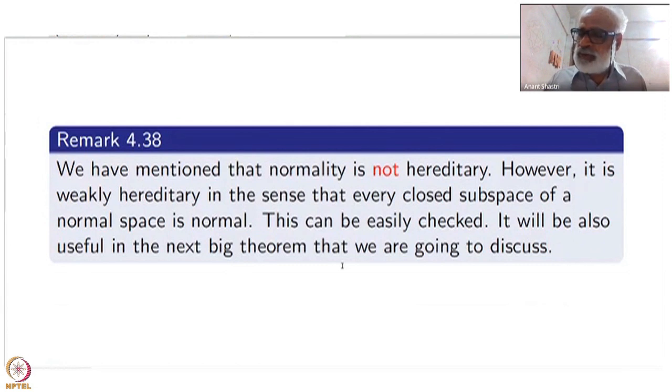So start with Y as a closed subspace of X. If A and B are disjoint closed subsets of Y, then they will be closed in X itself. Therefore, normality of X will produce disjoint open subsets in X which contain A and B. Now you intersect them with Y. Okay, so Y will be normal. So a closed subspace of a normal space is normal. Okay, and that information is important, and we are going to use that also in the next theorem.